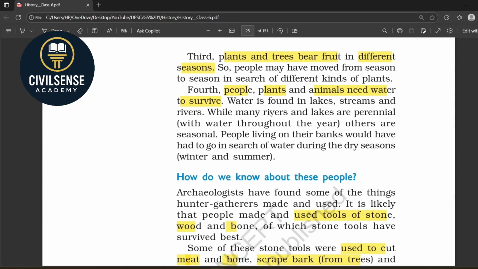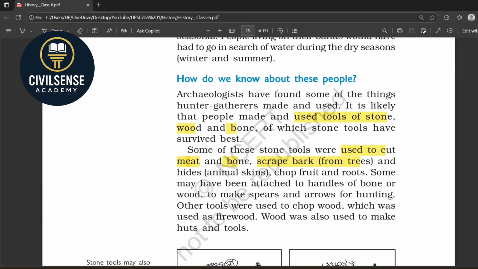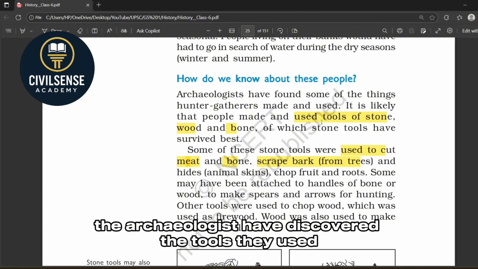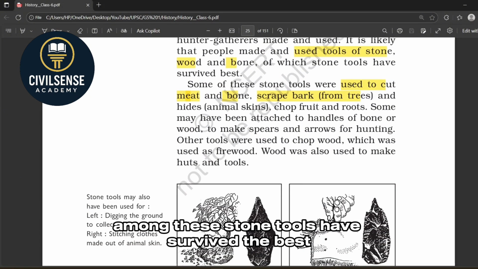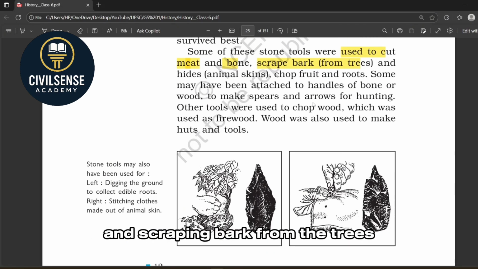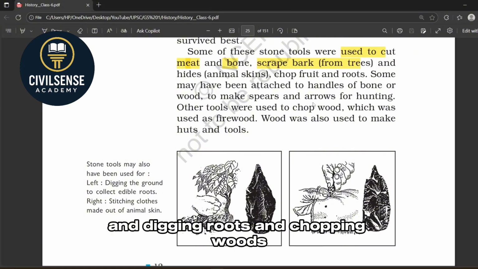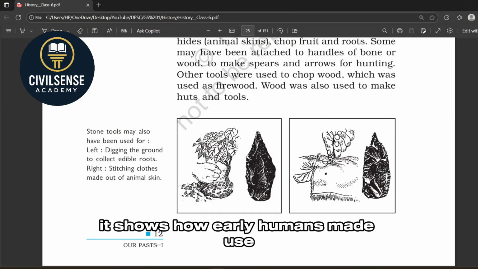Okay. Now, next topic is how do we know about these people? The archaeologists have discovered the tools they used. They made tools from stone, wood, and bone. Among these, stone tools have survived the best. These tools were used for cutting meat and bones, scraping bark from the trees, digging roots, and chopping wood. Okay, now look at this image of the tools. It shows how early humans made use of them.